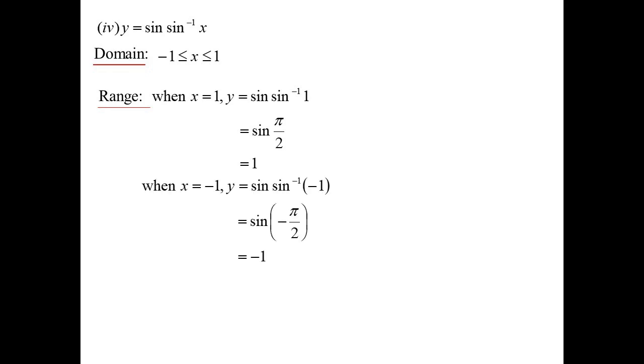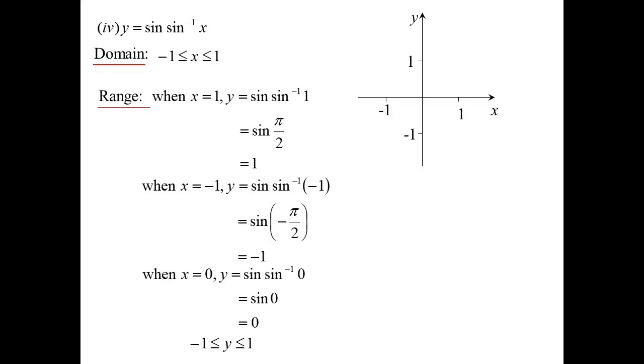Well, let's check. x equals 1, I end up with 1. Makes sense, y equals x, kind of expecting something like that. Negative 1, it's negative 1. What about in the middle? 0, it's 0. Looks like our range is the complete range of the sine function, minus 1 to 1.